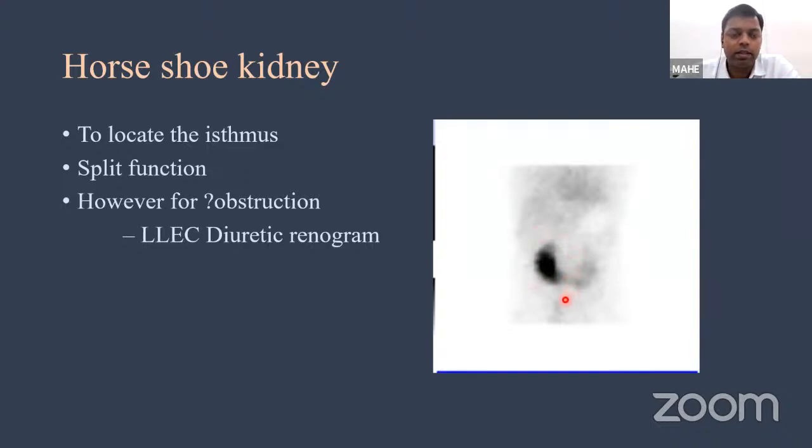to excise from. However, if on ultrasound you find a horseshoe kidney, and one of the moieties is hydronephrotic, etc., and you want to see whether there is an obstruction or not, then again you go for a diuretic renogram and not DMSA. DMSA is useful just prior to surgery.